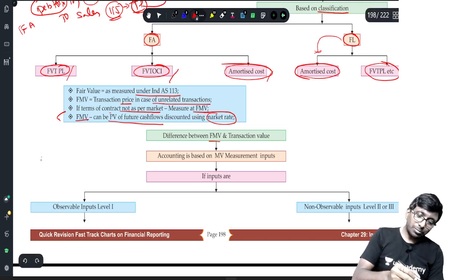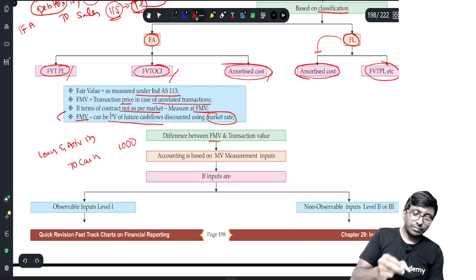See, the transaction amount, what is happening? I am giving a loan to two employees. Loans and advances account debit, I will record, to cash. Cash is equal to 1000. I gave it to them.